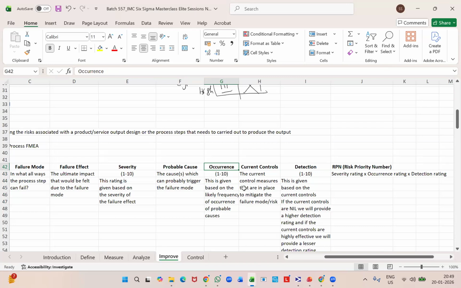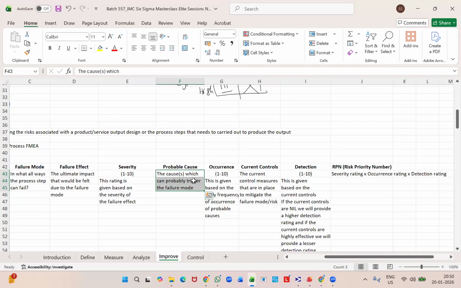In case the RPN value, as I told you, is greater than 100, then we need to infer that there is some significant risk associated with that process step. And what we are supposed to do is look at implementing some effective control measures. Once we do that, we would be able to automatically reduce the detection rating. Not only that, we will also be able to reduce the occurrence rating, because by implementing effective control measures, we would be able to ensure that this probable cause doesn't occur at all.